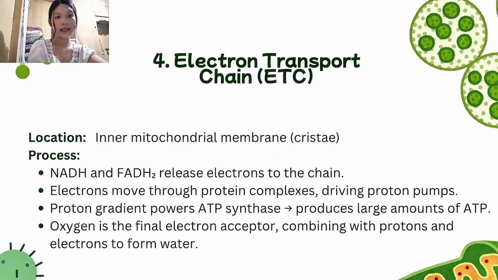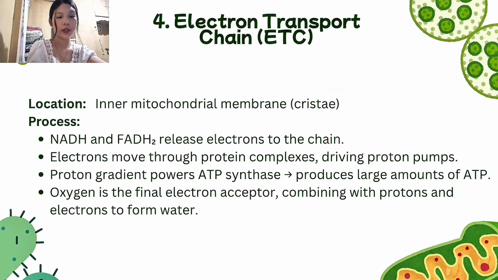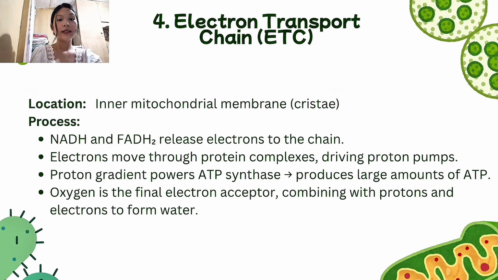And the last is the electron transport chain, or ETC, and it is located in the inner mitochondrial membrane. The ETC takes place on the inner mitochondrial membrane. In this stage, NADH and FADH2 from earlier steps release their high-energy electrons into the chain of protein complexes, and electrons move along the proton pumps, creating a proton gradient across the membrane.